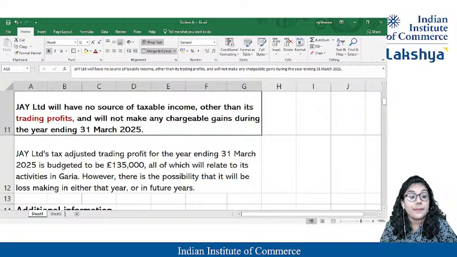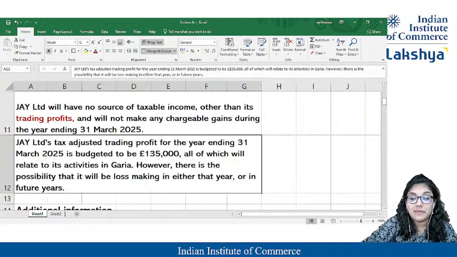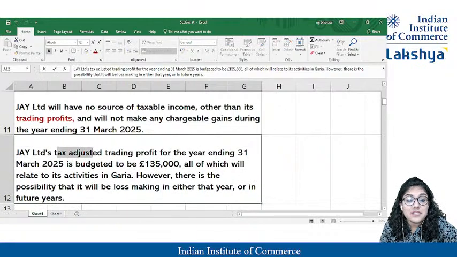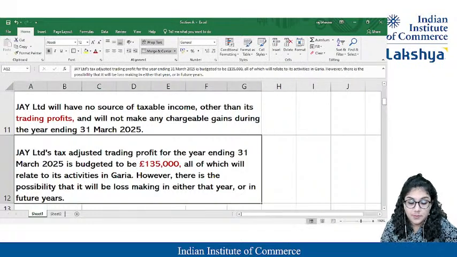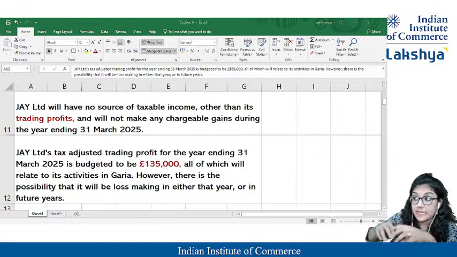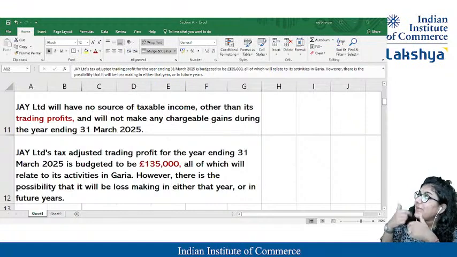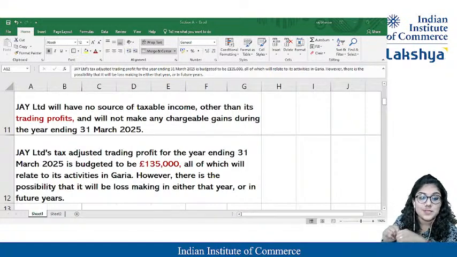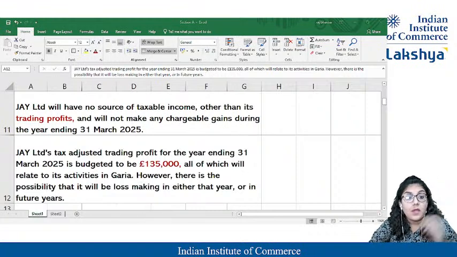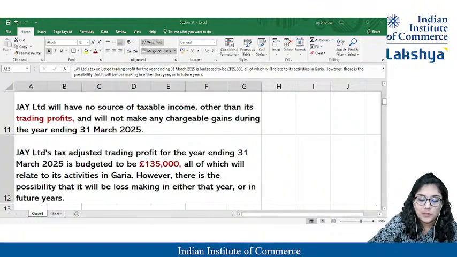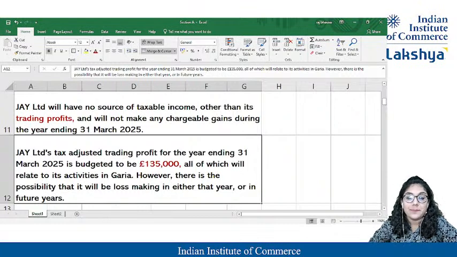But what is the profit, guys? They have made an assumption for that too. Jai Limited's tax adjusted trading profit for the year ended 31st March 25 is budgeted at £135,000. Jai Limited is again a new company where both of them have shown their interest. So when I'm planning to show the profits, their budgeted profit is going to be £135,000, all of which relates to the activities in that country only and not in the UK. Basically all the activities take place in Cheria only.